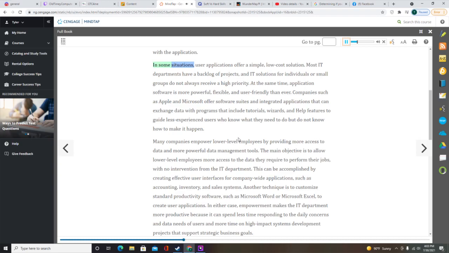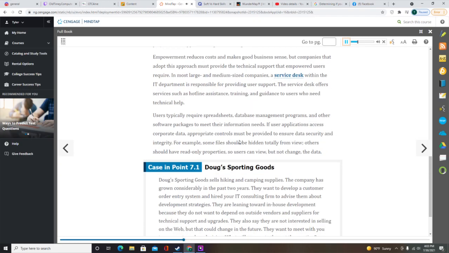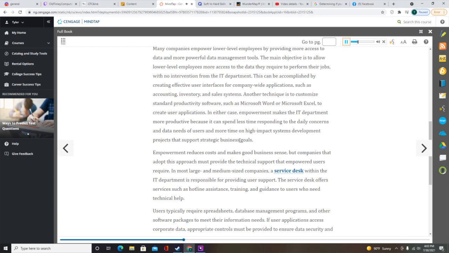In some situations, user applications offer a simple, low-cost solution. Most IT departments have a backlog of projects, and IT solutions for individuals or small groups do not always receive a high priority. At the same time, application software is more powerful, flexible, and user-friendly than ever. Companies such as Apple and Microsoft offer software suites and integrated applications that can exchange data with programs that include tutorials, wizards, and help features to guide less experienced users who know what they need to do but do not know how to make it happen.